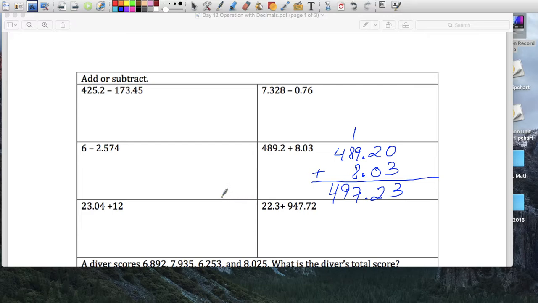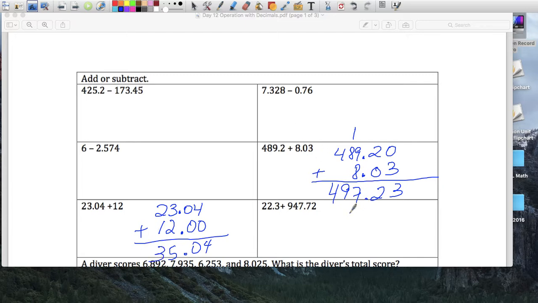So the idea is the same, adding and subtracting. Make sure your decimals are under decimals so that your place values are being subtracted or added to the same place value of the other number. Okay, so 23.04. Notice that 12 has no decimal, so I'm going to add a decimal here first. And I'm going to write 12.00. Adding 4, 0, 3 and 2 is 5, 2 and 1 is 3.